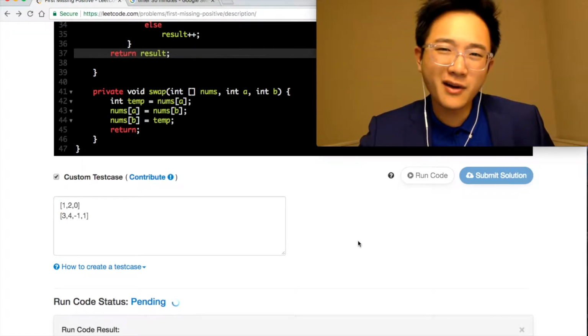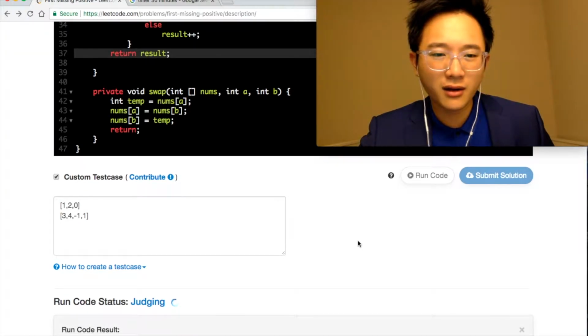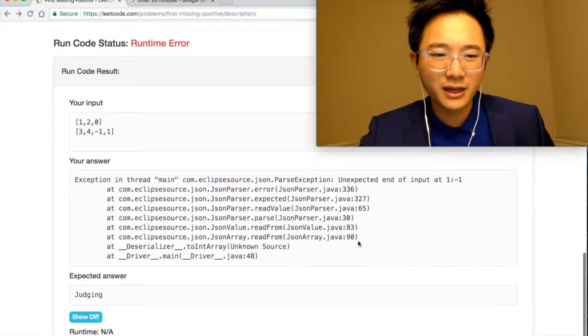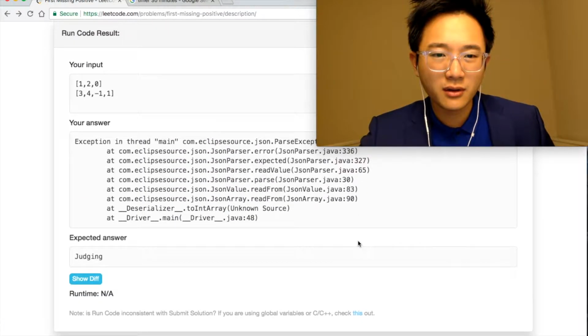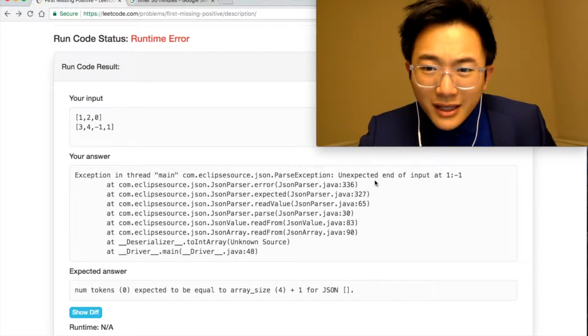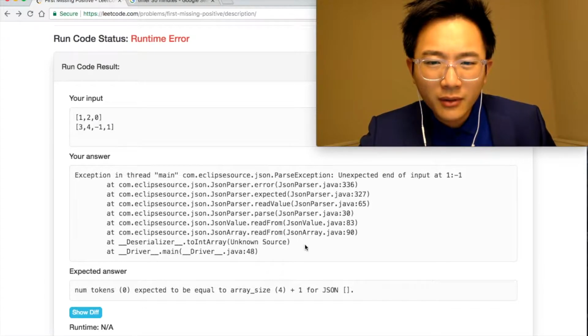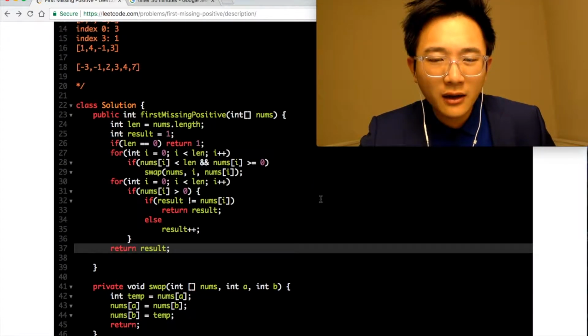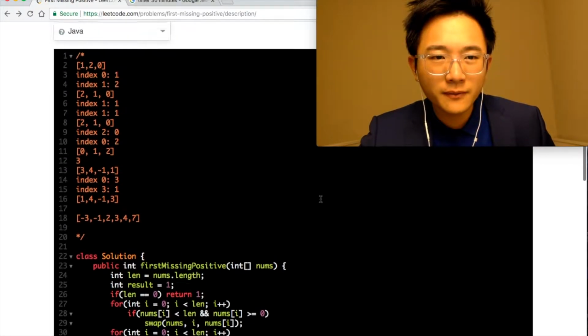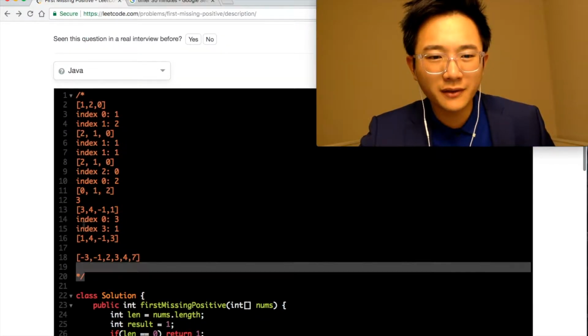The example I gave to myself was wrong. Runtime error. Unexpected end of input at 1. Read from, I know, what is that? So confused. Is it because of this?